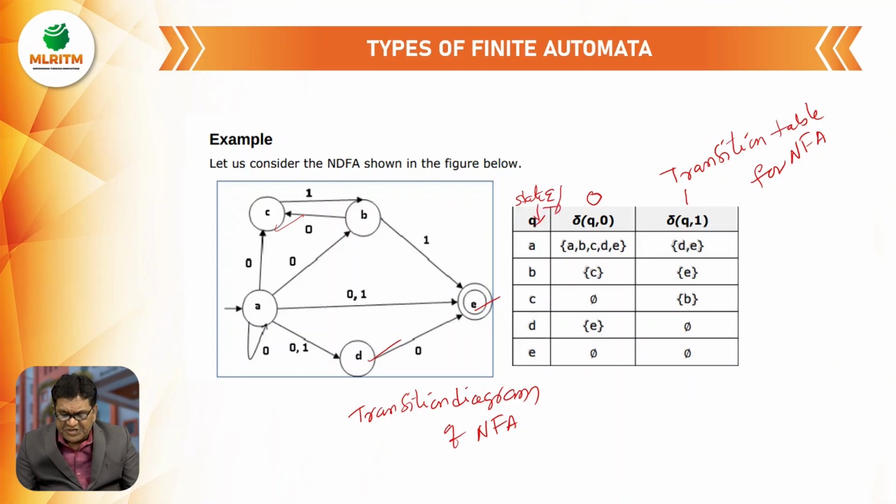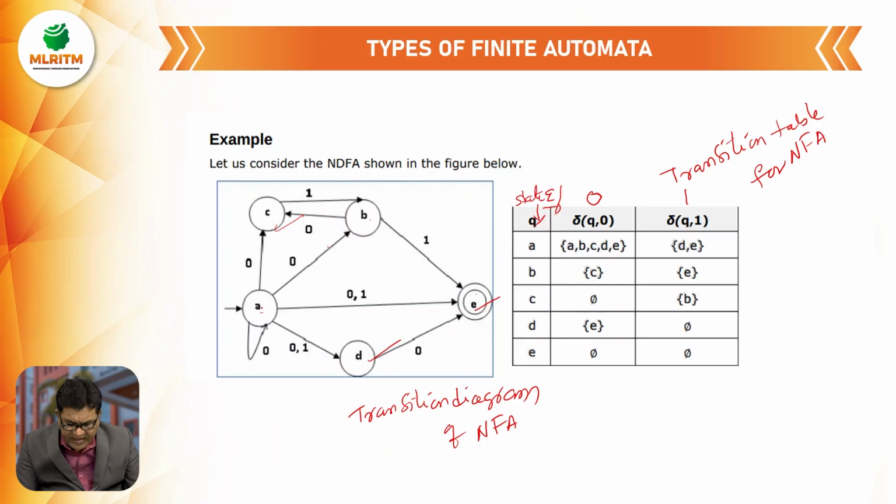How many states are in the transition diagram? A, B, C, D, E. Now, current state is A, with current input 0. What is A with 0? A with 0 goes to D. A with 0 goes to B. It goes to all those states in the transition diagram.